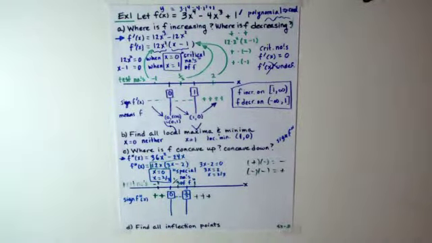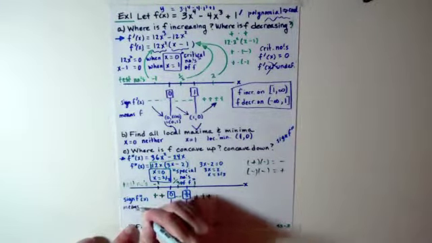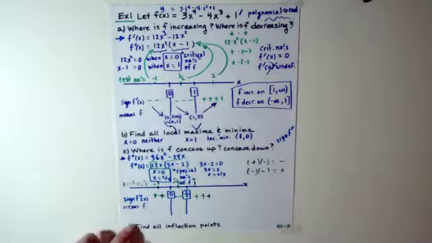Okay, well that's great, but what does that mean about my function? Let's see if we can decide. We know the signs of f double prime. That means something about the graph of the original function f.